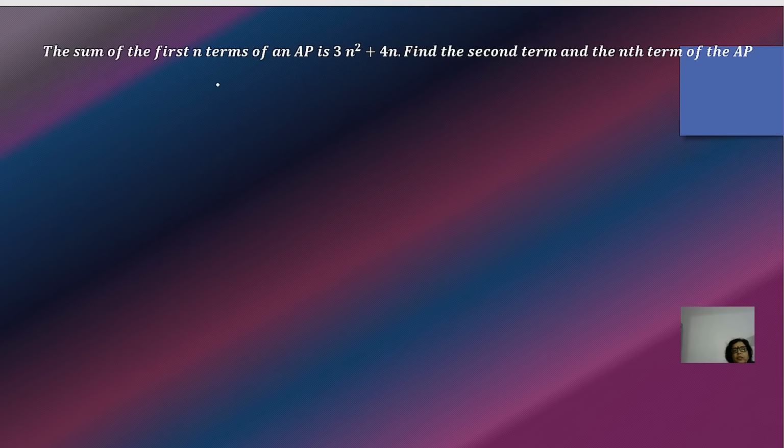The next question is: the sum of n terms is given as 3n squared plus 4n. Find the second term and the nth term of the AP. So S_n is given as 3n squared plus 4n. So any term can be found out, like a_n, as S_n minus S_(n minus 1).